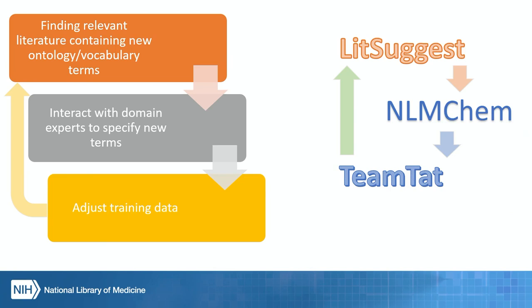The framework that I'm going to describe combines three different tools that we developed for different purposes, but we combine them in a framework that feeds into each other so that we can help curators find the relevant articles. In this case, the relevant articles are those that contain new terminology, specifically chemical terminology. NLM-Chem is our tool that identifies chemicals and tries to identify MeSH terms for each of the chemicals. And TeamTat is our annotation tool that helps the curators.